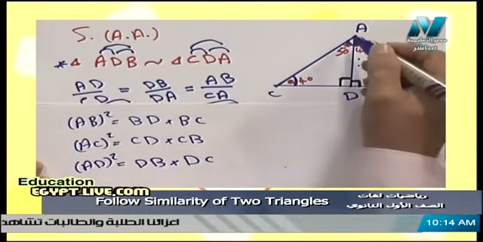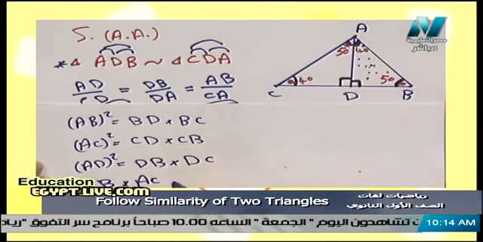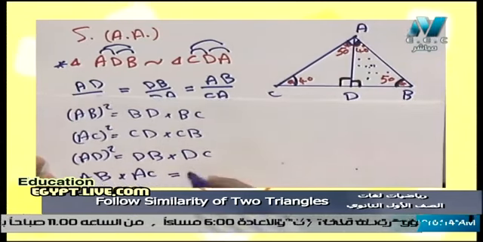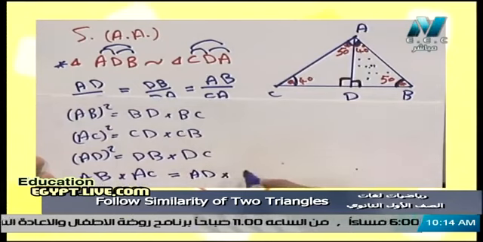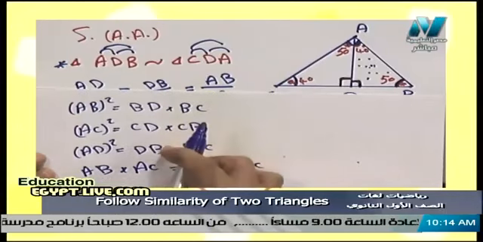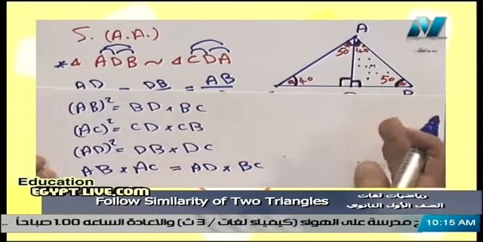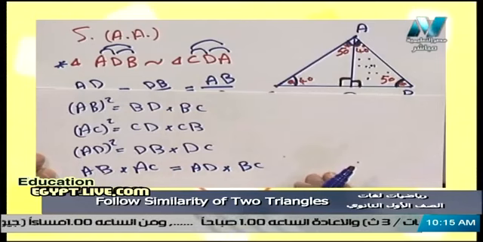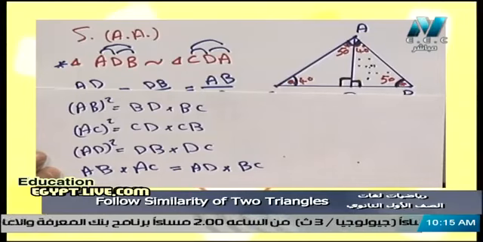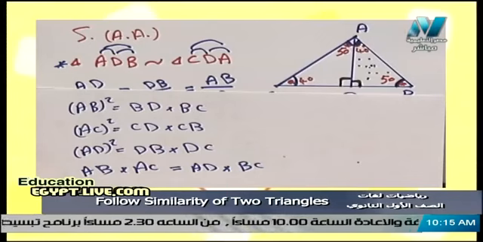And finally, we can use that AB times AC equals AD times BC. And we can use directly these rules to find unknown sides, as in the following example, x or y. Let's move to the next example to understand that well.